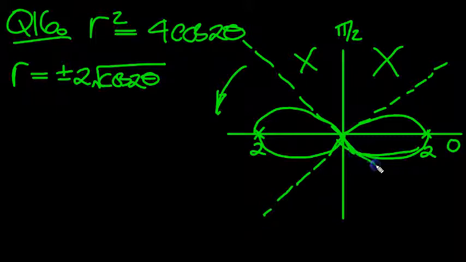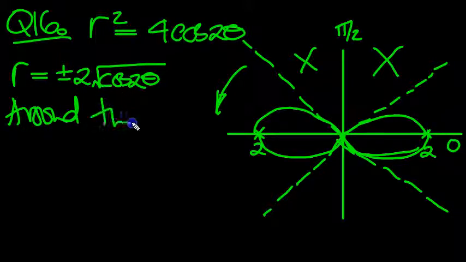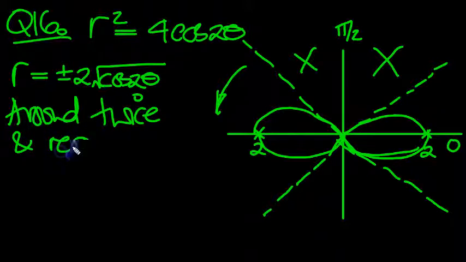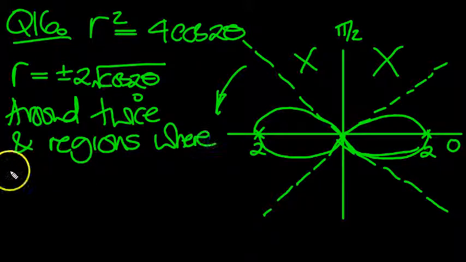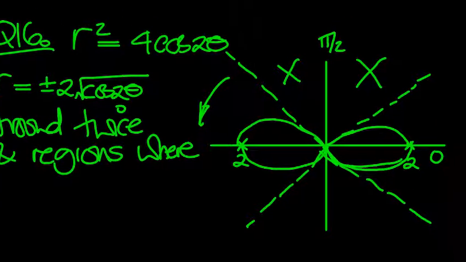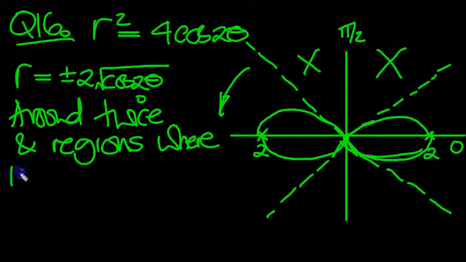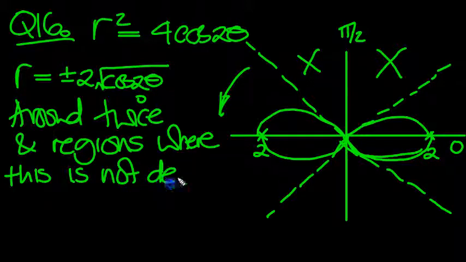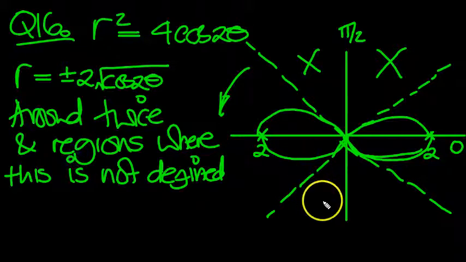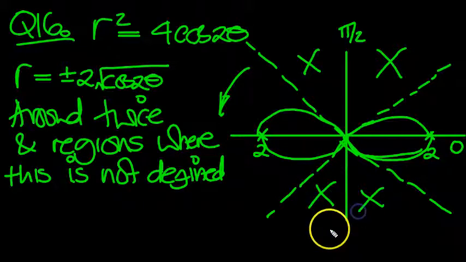On the other side, from pi to 2 pi, we'll get the same thing generated. So we're going to go around twice, and there are regions where the function is not defined, which we've blanked out here and here, of course, as well.